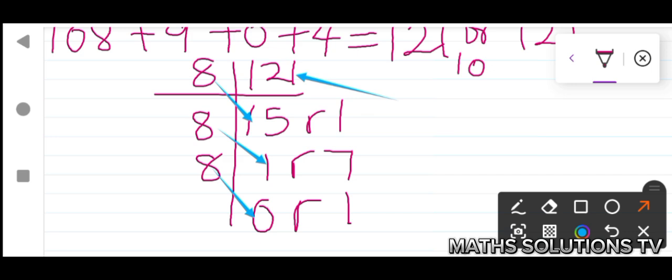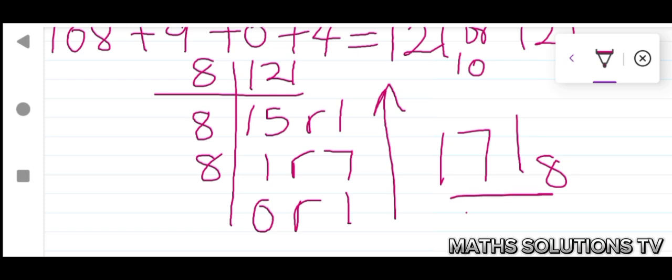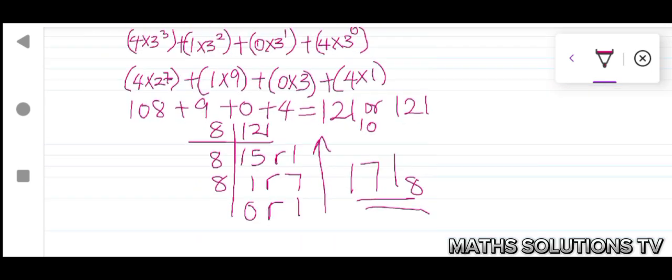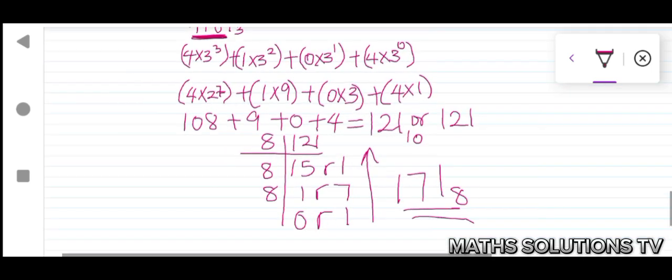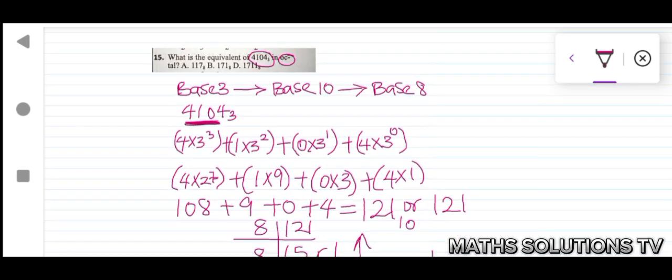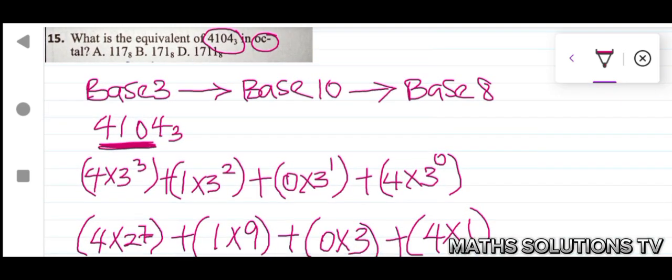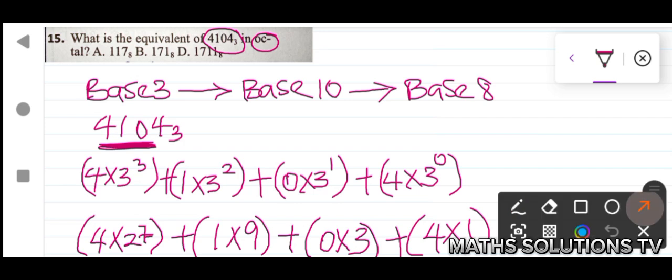And what you want to do now is take the number upward, from the bottom to the top, so we have 171 base 8. And that is just as easy as that. So let's check our results. 171 base 8 is right here on the screen, and that is option B.